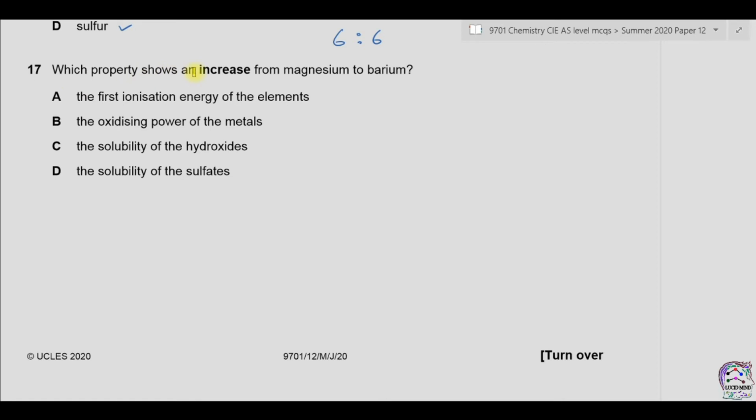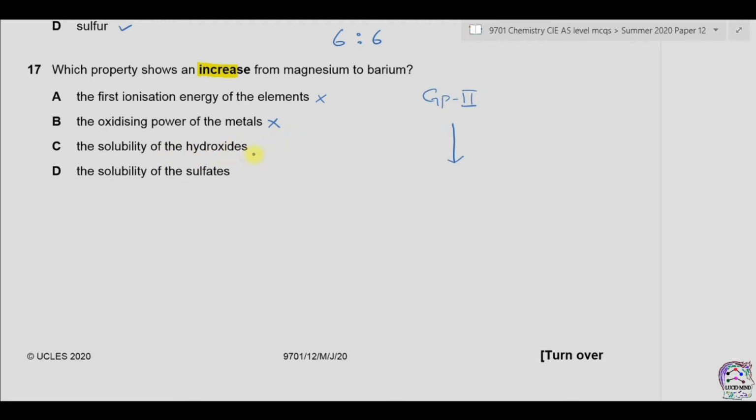Question 17. Which property shows an increase from magnesium to barium? Now magnesium and barium both belong to group 2 elements. A says the first ionization energy of the elements. In group 2 elements, as we move down the group, the size of atom increases and therefore the ionization energy of the elements decreases. So A is incorrect. B says the oxidizing power of the metals. As we move down the group, the metals easily lose electrons, so their reducing power increases. The oxidizing power actually decreases.